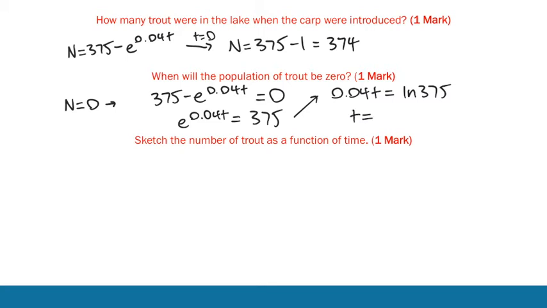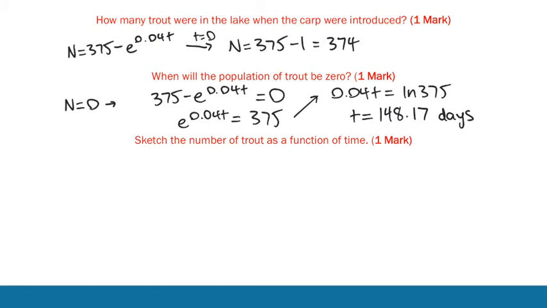Then dividing by 0.04 and getting a calculator, we get 148.17 days, and that's to 2 decimal places. So 2 fairly stock standard questions, and you only get 2 marks for those 2 questions together. The next one is a little bit more interesting.